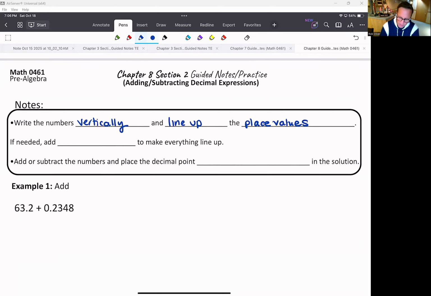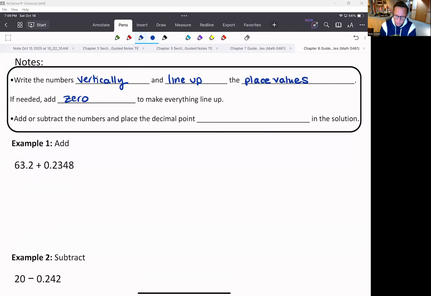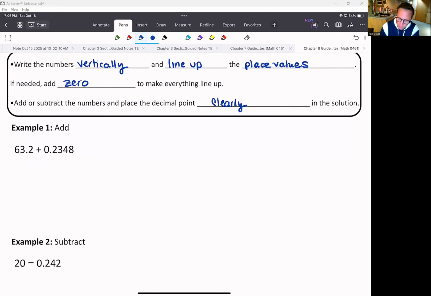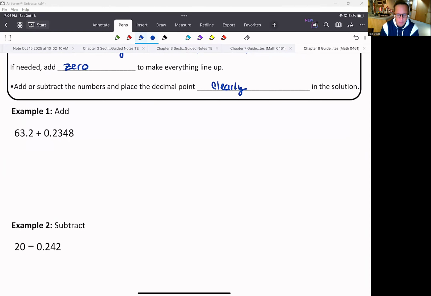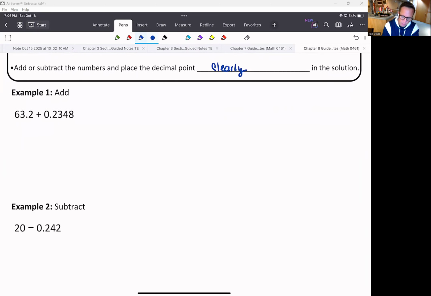All right, if needed, add zeros, because sometimes the numbers are not always going to have the same number of digits. So add zeros to make everything line up. Add or subtract the numbers and place the decimal point clearly in the solution. Make sure you can see it. Sometimes people don't put it, or you can barely see it or it's not even there, but make sure it's there.